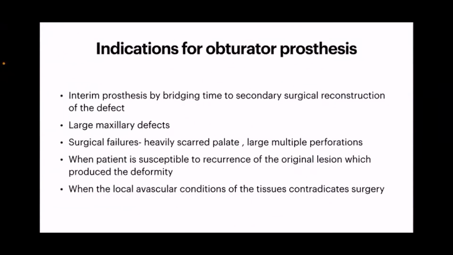Now, indications for the obturator prosthesis. An obturator prosthesis can act as an interim prosthesis by bridging the time before secondary surgical reconstruction of the defect. It can be indicated in cases of large maxillary defects, if there are any surgical failures like a heavily scarred palate or large multiple perforations, when the patient is susceptible to recurrence of the original lesion which produced the deformity, or when the local avascular condition of the tissue contraindicates the surgery.